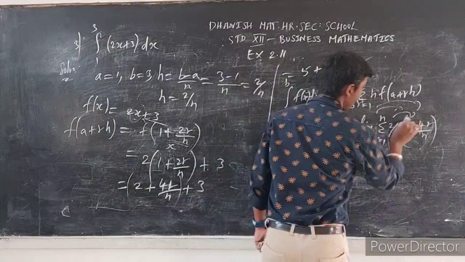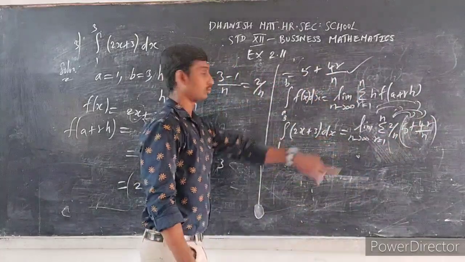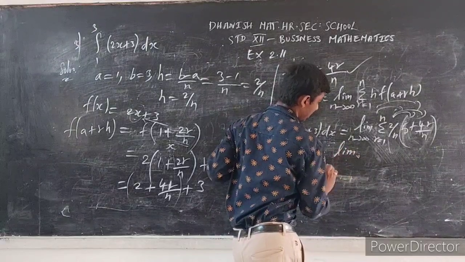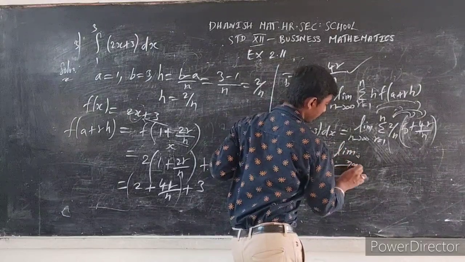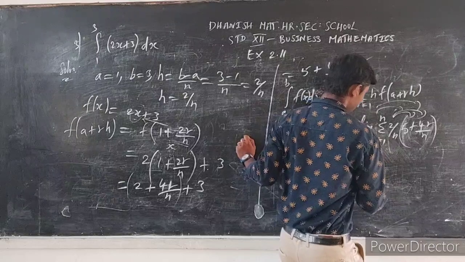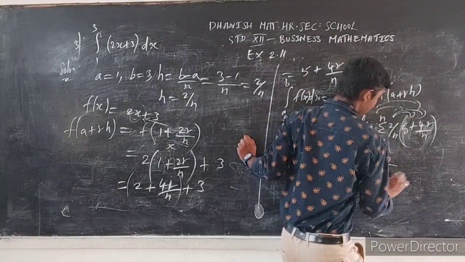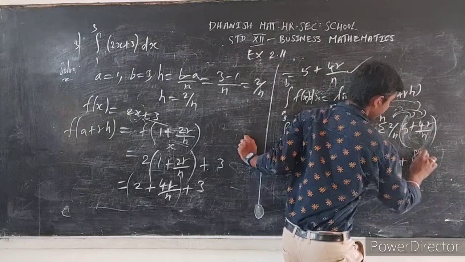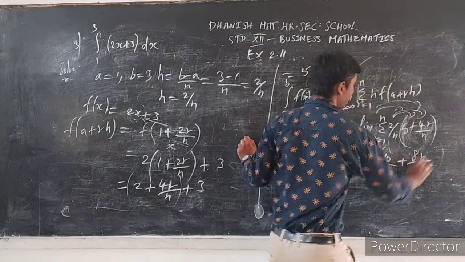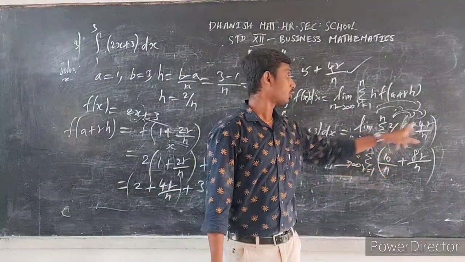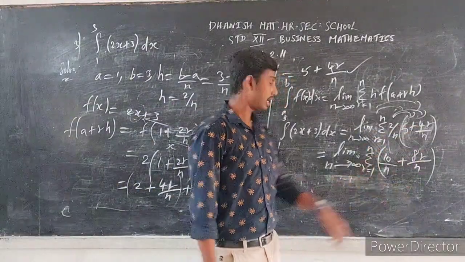Now I am going to multiply this 2 by n into this term. So listen here. The expression will be limit n tends to infinity, summation r equal to 1 to n. 2 by n times 5 will be 10 divided by n, plus 2 times 4r will be 8r divided by n. So 2 fives are 10 divided by n, then 2 fours are 8r divided by n.